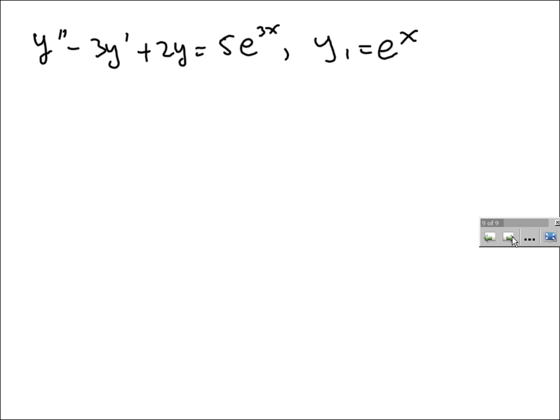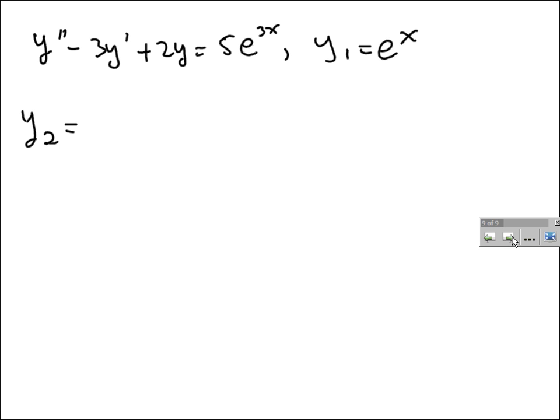Suppose you have that y double prime minus 3y prime plus 2y is 5e to the 3x. And one of the homogeneous solutions to the associated equation is y1 equals e to the x. And we want to find a second solution.